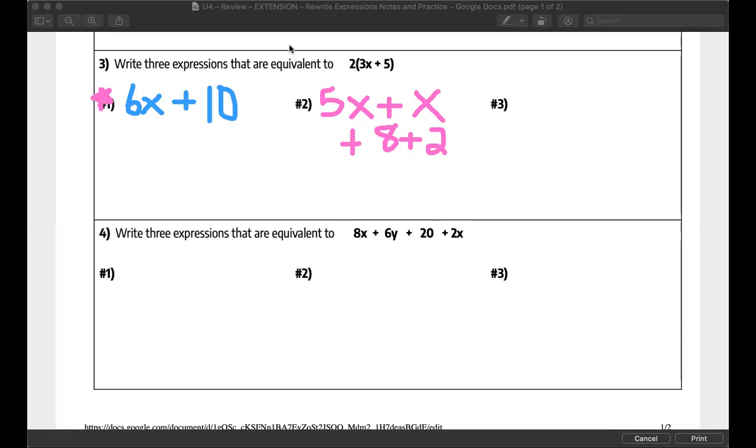So I'm going to break it down again. Maybe I start from here and I break it down further. Let's say I do, instead of 5x, I'm going to do 4x plus x, which gives me 5x, plus another x, gives me 6x, plus, maybe I break down my 8 into 7 plus 1 plus 2. This is a really long expression, but it's still equal because 4, 5, 6 x's, 7, 8, 9, 10.